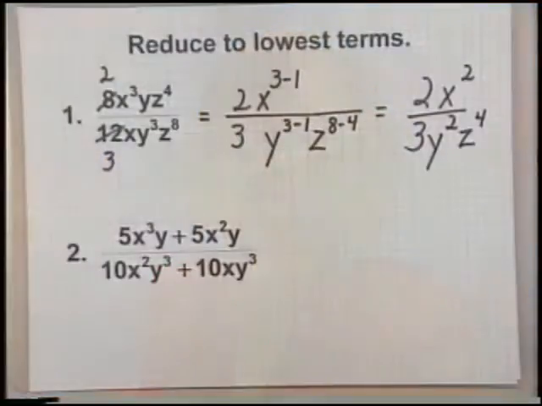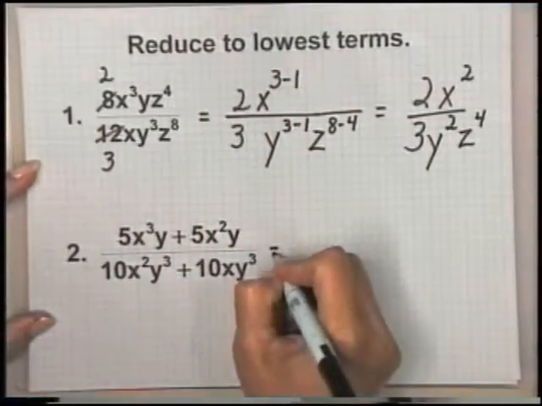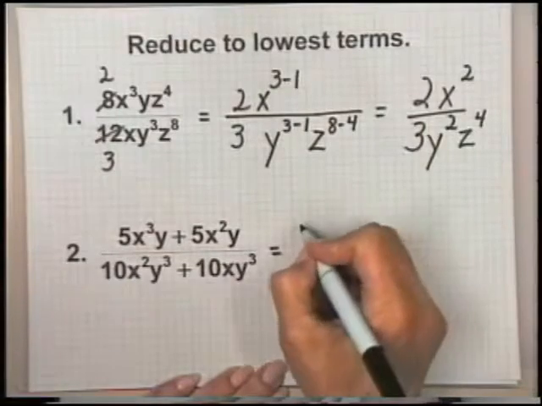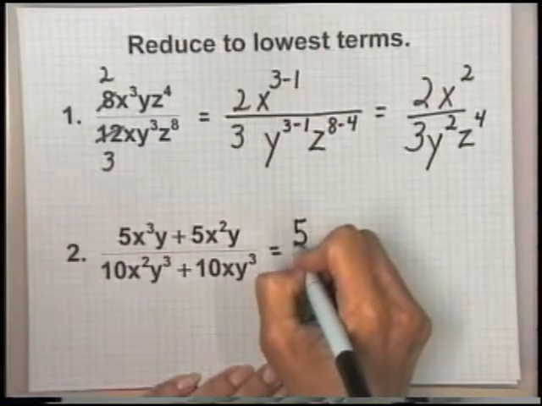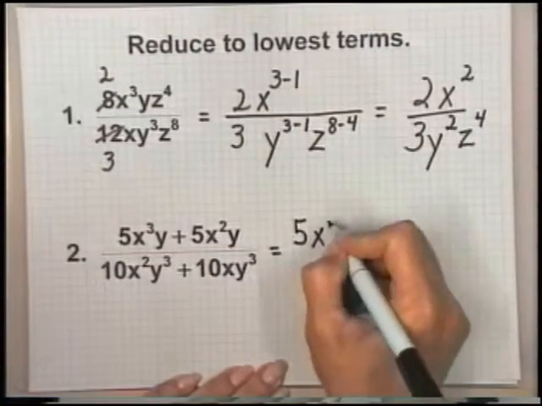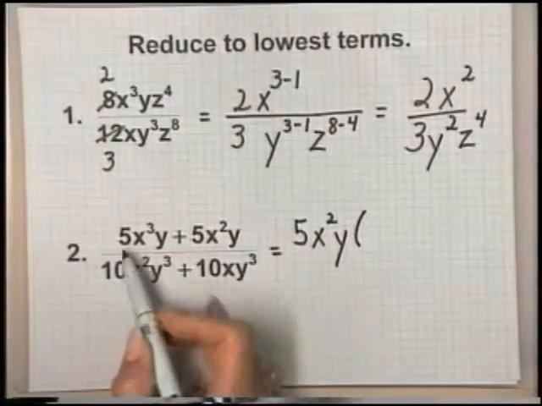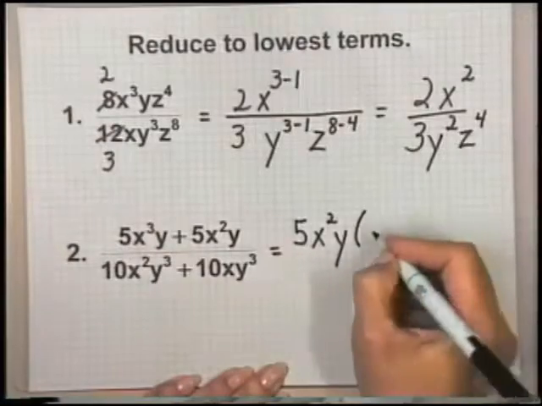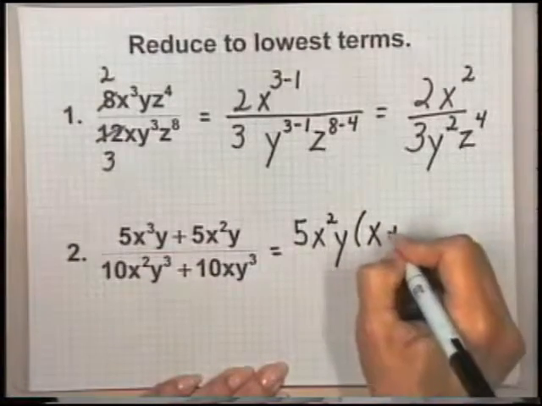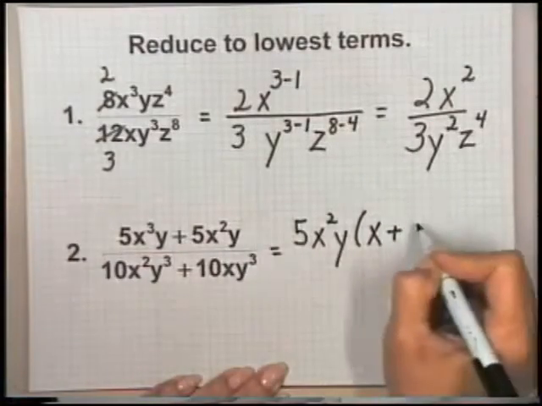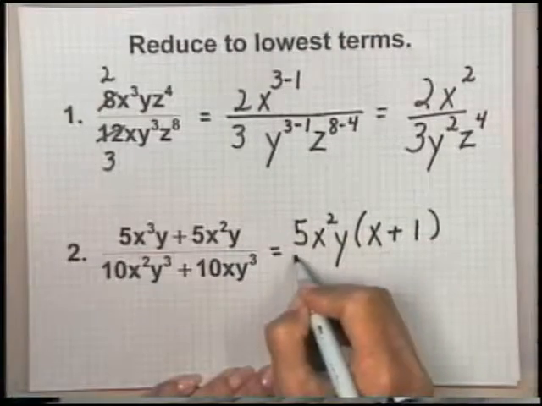Let's look at this problem. Factoring my numerator, I have a common factor. Let's factor 5x squared y. When I factor 5x squared y out of the first term, I'm left with x plus, when I factor it out of the second term, I'm left with 1.